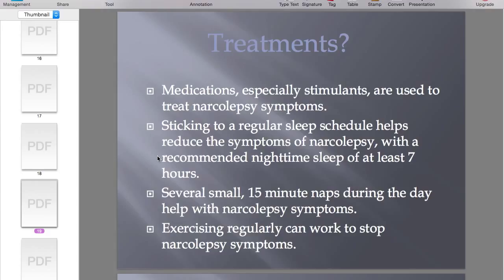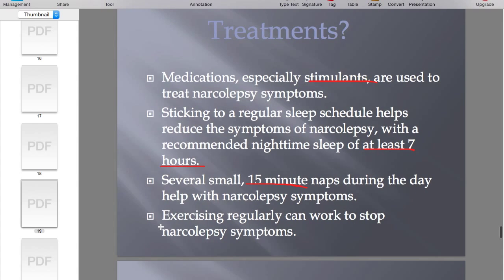Thankfully, there are some treatments for narcolepsy. Medications, especially stimulants to prevent falling asleep, are used often. A regular sleep schedule, like with insomnia, making sure you're sleeping enough, at least 7 hours, can really help to not fall asleep during the day. And several small 15-minute naps, just really short, often help narcoleptics to not fall asleep during the day. And exercising regularly, like with some other sleep disorders, helps your sleep cycles.